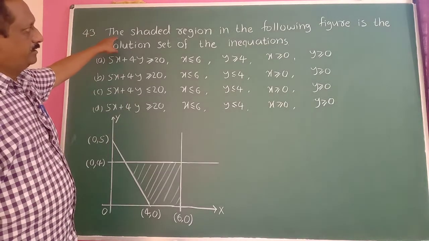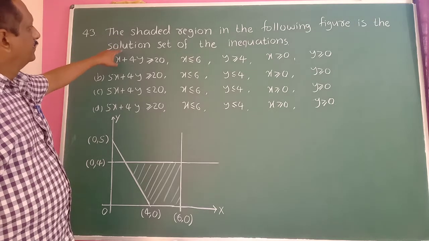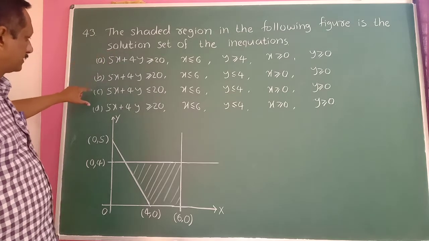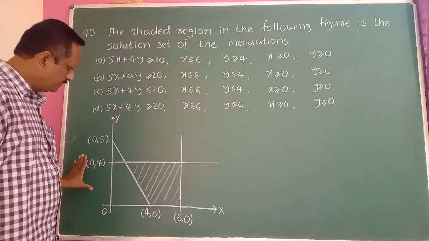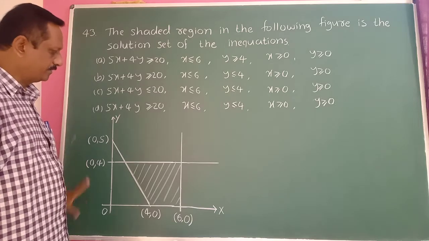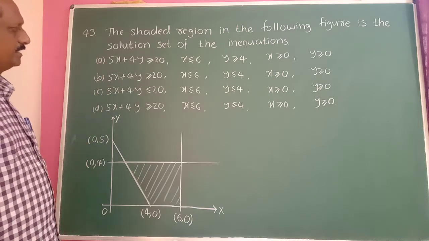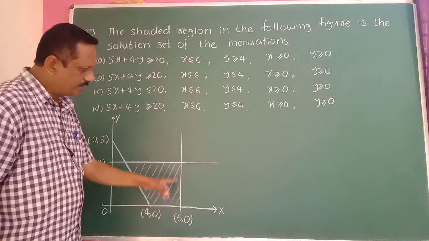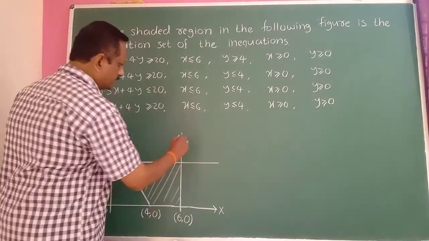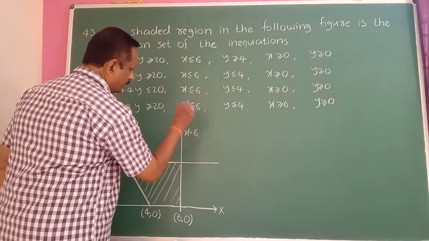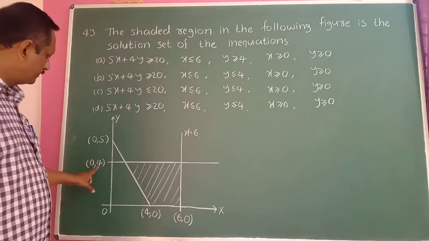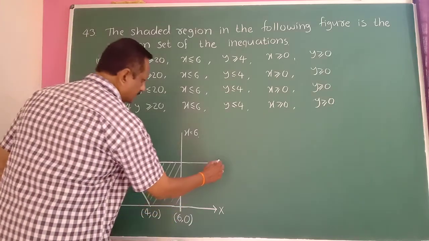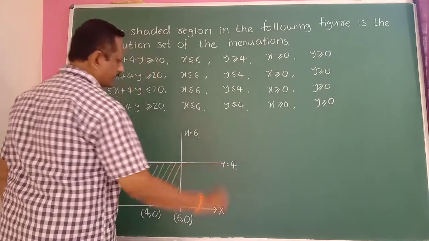The shaded region in the following figure is the solution set of the inequations here. 4 options are there, and the diagram is given here. So which option is correct here? Obviously here, (6, 0) means the equation of this line is x equal to 6. And here the coordinate of the point is (0, 4), a line parallel to the x-axis. Obviously the equation is y equal to 4 here.